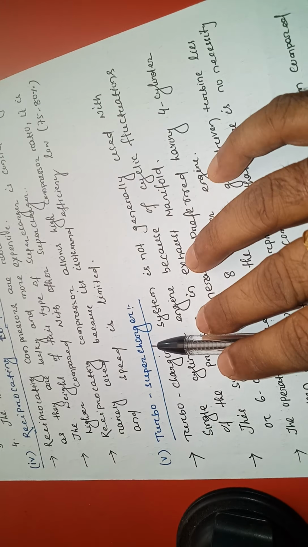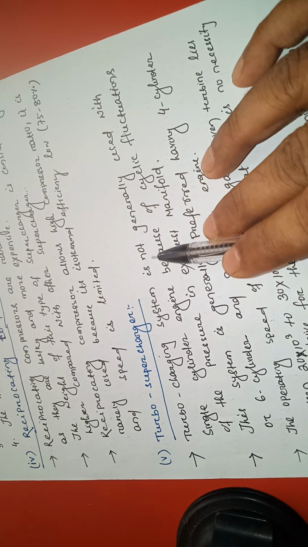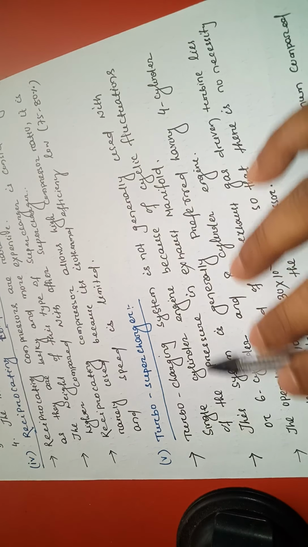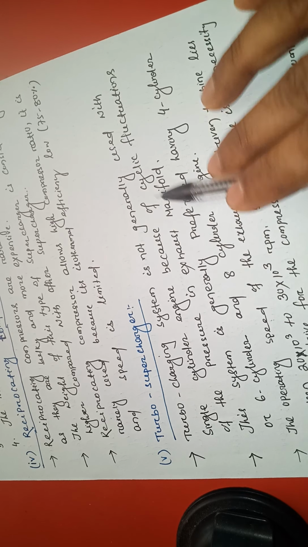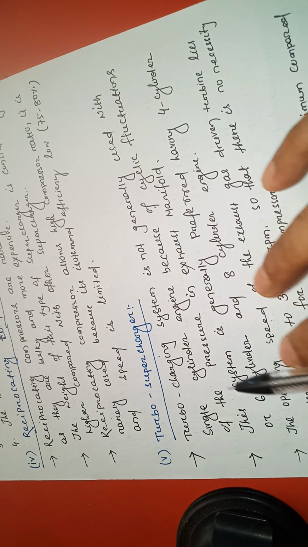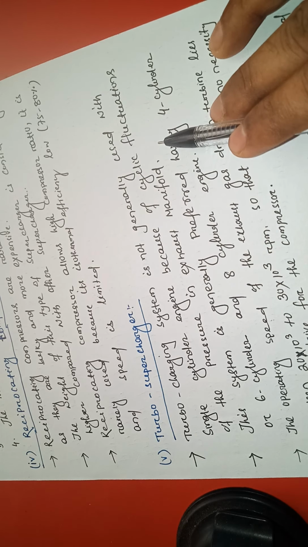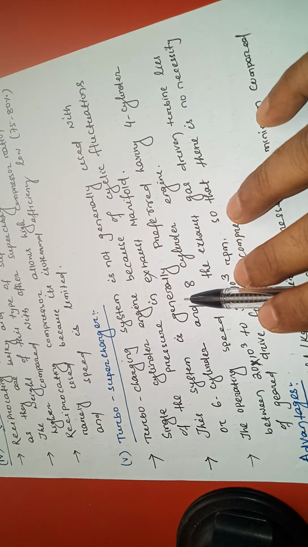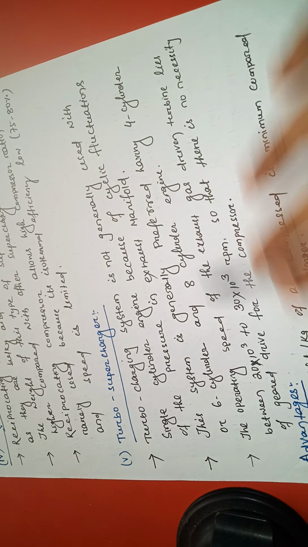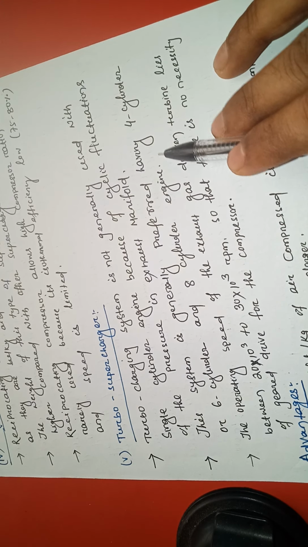The fifth type is the turbo supercharger. Turbocharging system is not generally used with single cylinder engines because of cyclic fluctuation of the pressure in the exhaust manifold. This system is generally preferred for 4-cylinder, 6-cylinder or 8-cylinder engines.